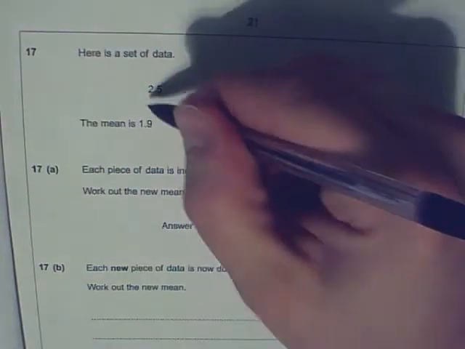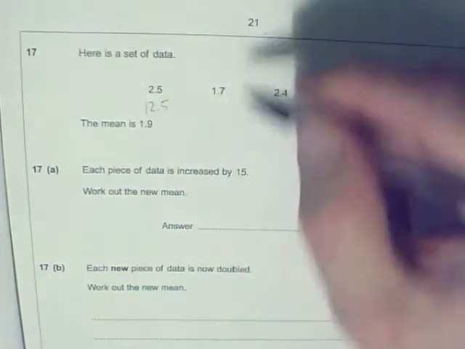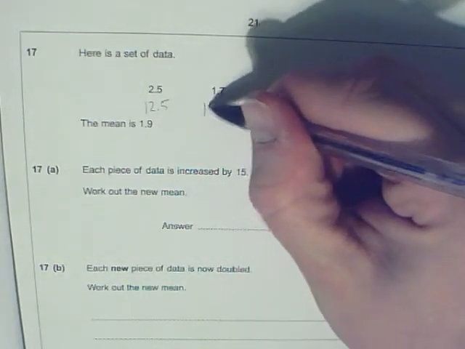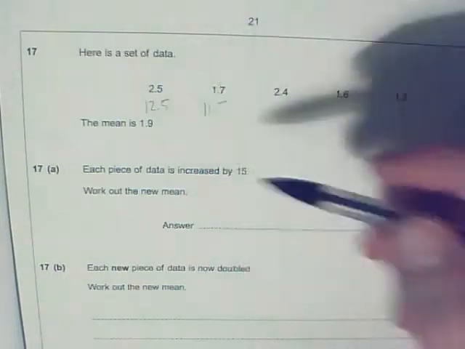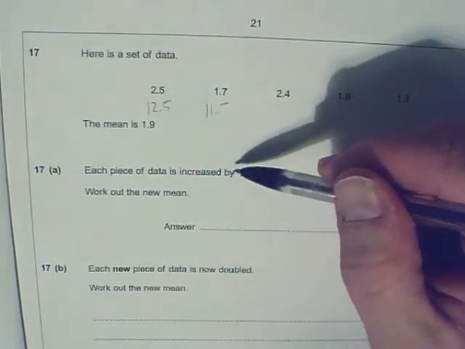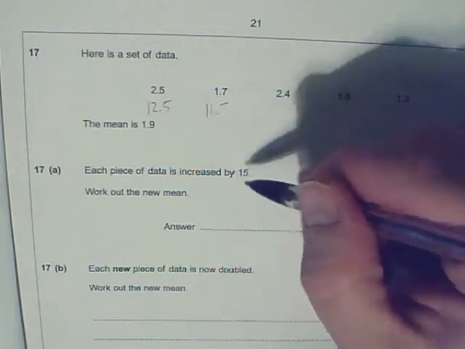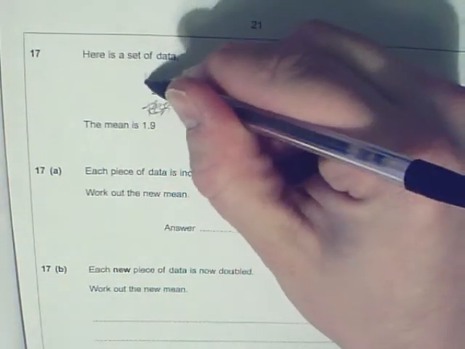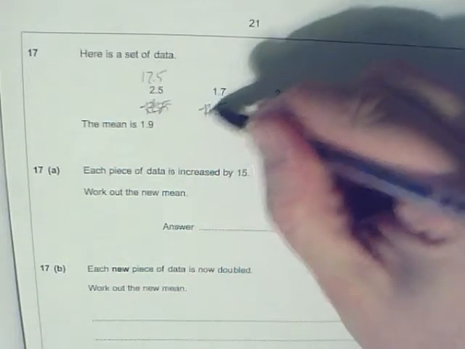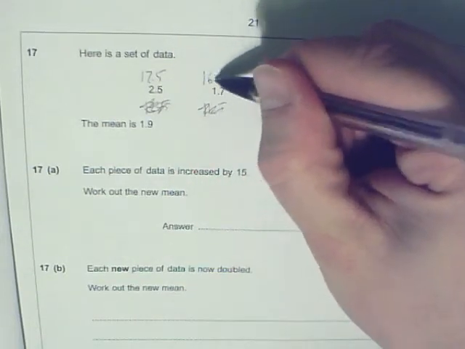Each piece of data is increased by 15. Okay, so that would mean this one becomes 12.5, this one becomes 11. Oh, hang on, sorry, I was increasing by 10. Not reading the question properly. That was my fault. I need to increase by 15. So this one, instead of becoming 12.5, becomes 17.5. This one, instead of 1.7, becomes 16.7.